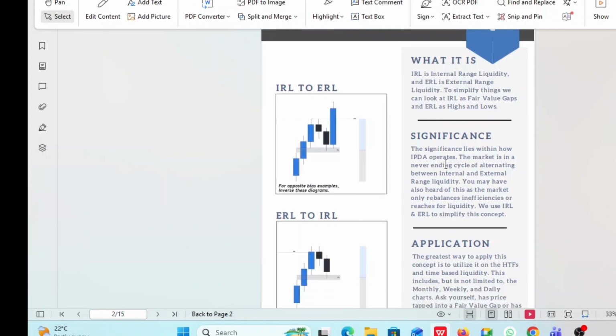The significance lies within how this operates. The market is in a never-ending cycle between the internal range liquidity and the external range liquidity. You may have also heard of this as the market rebalancing inefficiency or reaching for liquidity. We use IRL and ERL to simplify this concept.